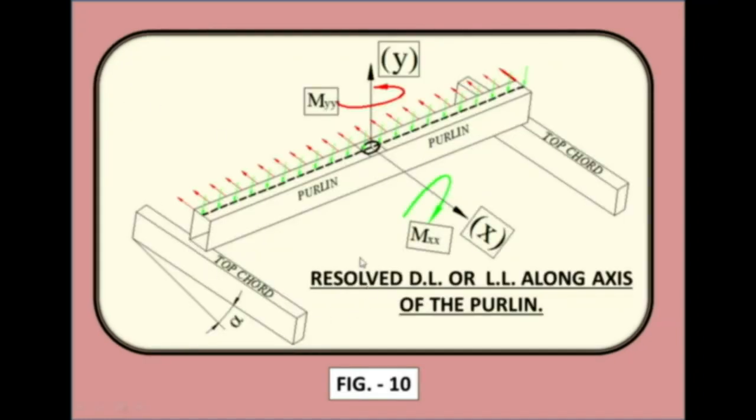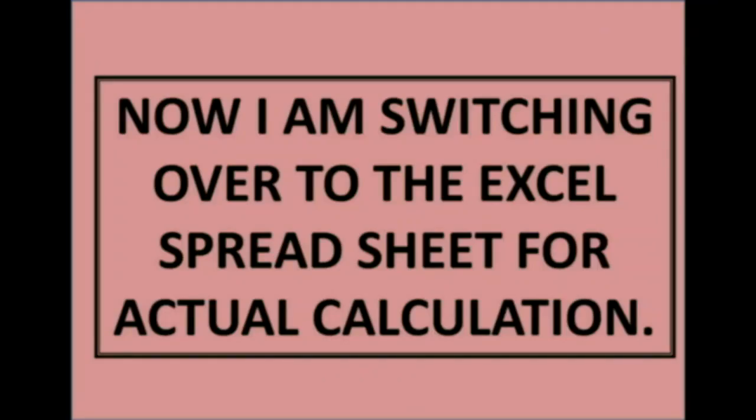This picture shows resolved dead load or live load along the axis of the purlin. This is the y-axis, this is the x-axis of the purlin. The green colored downward arrow shows the actual dead load or live load, and the red color is a component of that actual dead load or live load. Now I am switching over to the Excel spreadsheet for actual calculation.